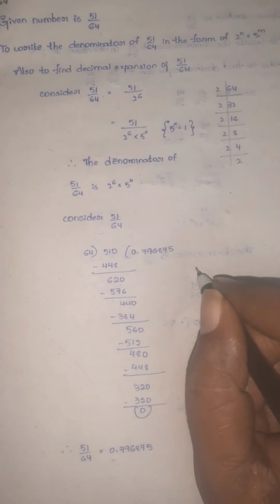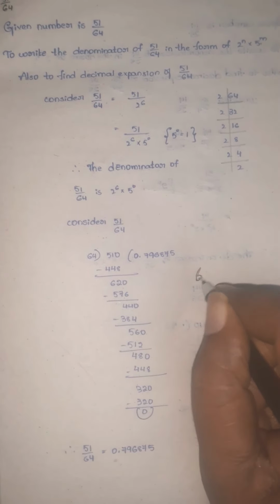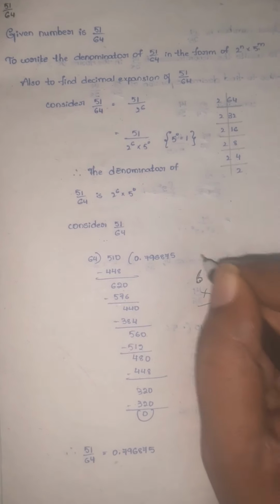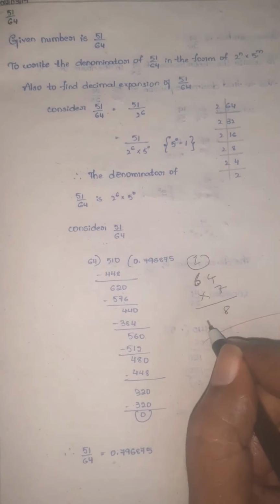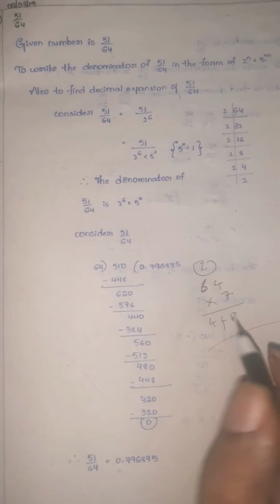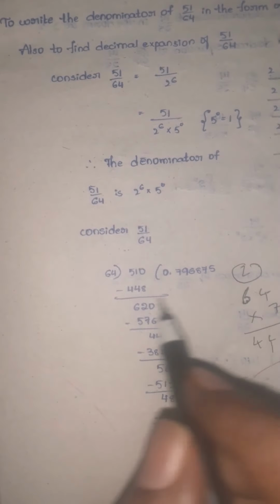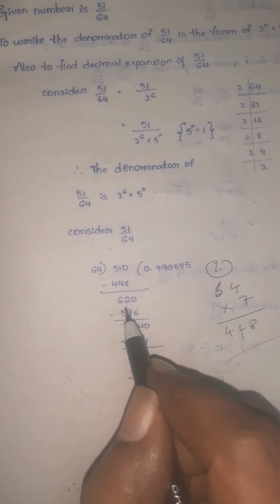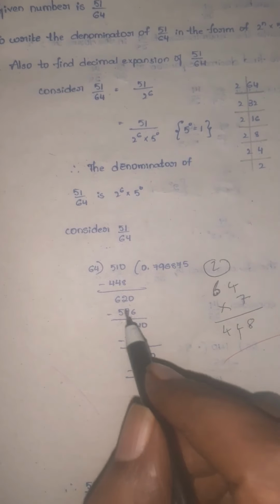So now what we are going to do? 64 sevens are, 7 4s are 28, 7 6s are 42 plus 2 is 44. So 448 we are getting. 510 minus 448 is how much? 62. So remainder 0 did not come.